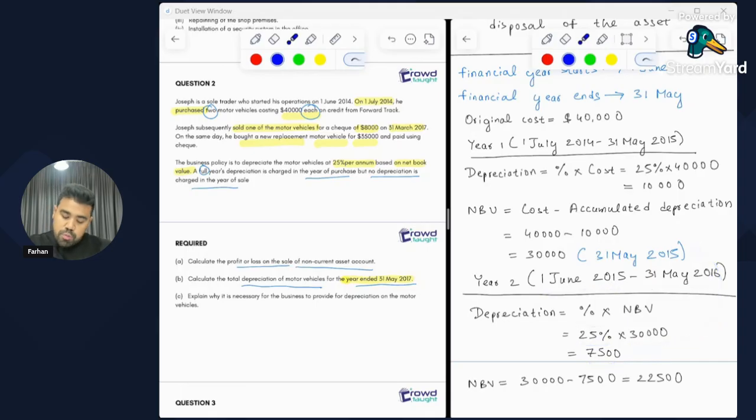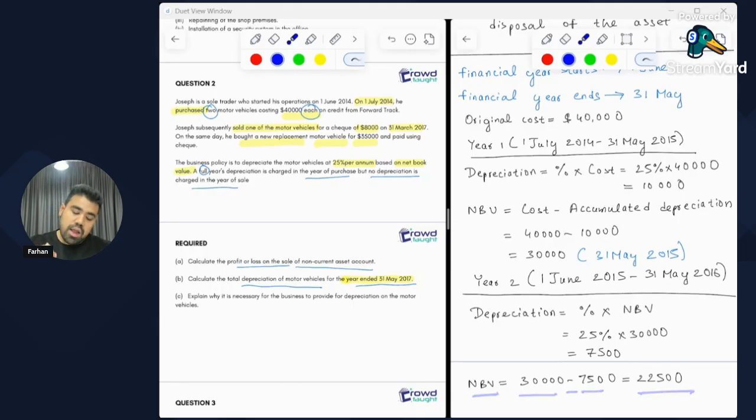How do we find the net book value at the end of year two or at 31 May 2016? We take the previous net book value that we had at the end of year one, which is $30,000, and subtract an additional $7,500, which is the depreciation expense that we have incurred in year two, and that leaves us with a net book value of $22,500.